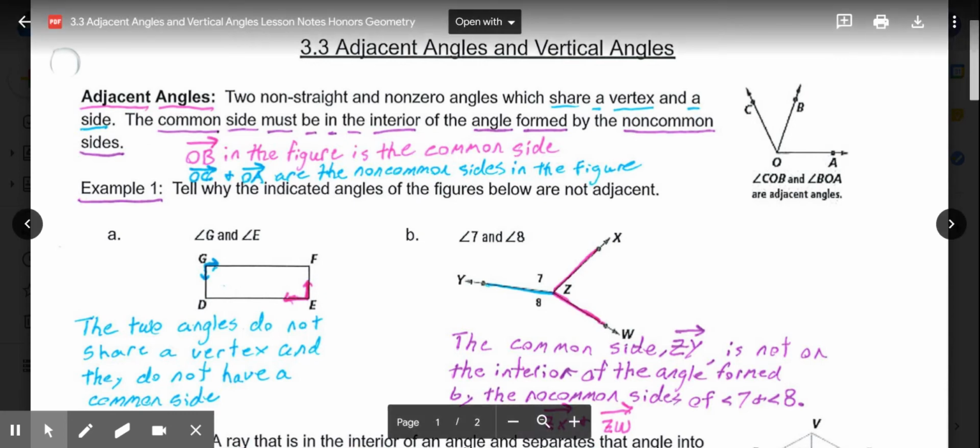Our common side for angle COB and angle BOA is the ray OB. That is on the interior of COB and AOB combined, because that would be COA. So inside COA, OB is on the interior, making angle COB and angle BOA adjacent angles. They share the vertex and they share a common side that's on the interior of the larger angle.